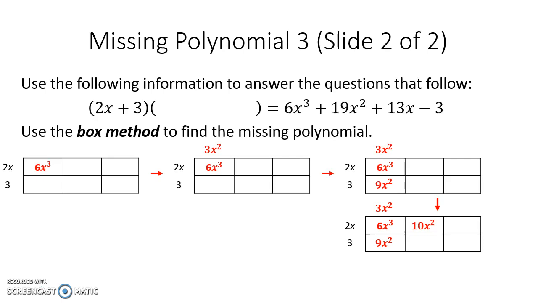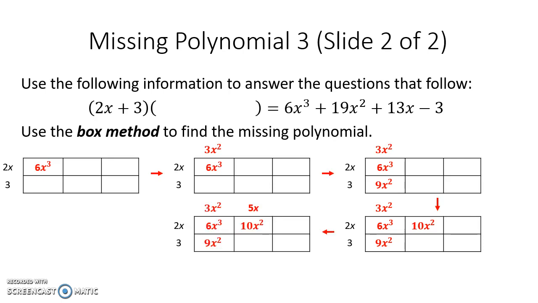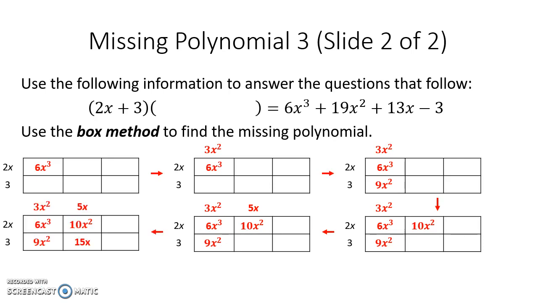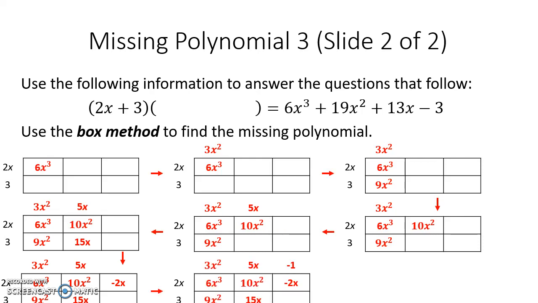Well, now we can figure out that top column. So 2x times what gives us 10x squared? 5x. Now we can just multiply down. 5x times 3 gives us 15x. We could do now the same thing with the x's. So we're already done with the cubes and the squareds. Now we're looking at the x's. We need 13x. We have 15x. So we're going to need to subtract 2x from that for it to work. So 2x times what gives you -2x? That should be -1. And now you can multiply back down to give you -3.